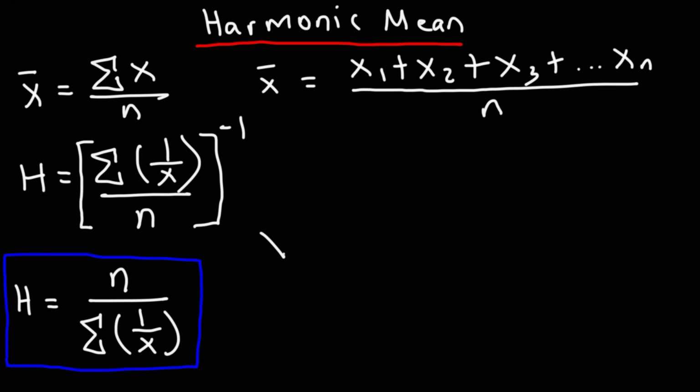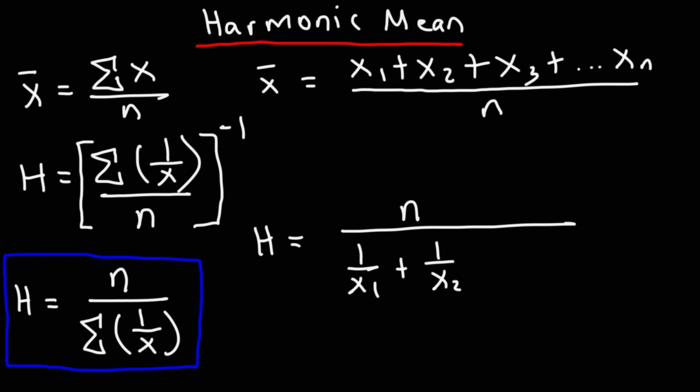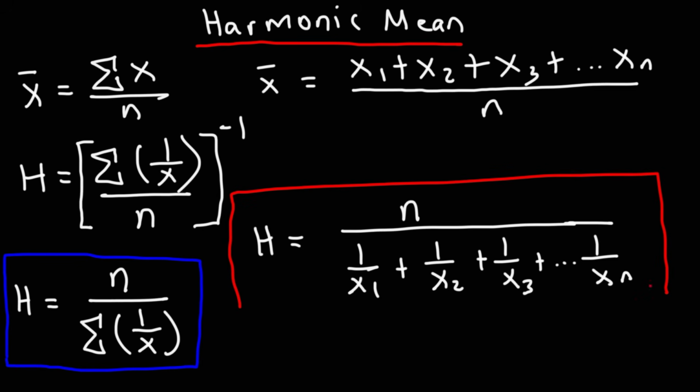So if you want to calculate the harmonic mean of multiple data points, it's going to be n divided by 1 over x1 plus 1 over x2 plus 1 over x3, all the way to 1 over xn. So this equation is simply the expanded form of that equation.